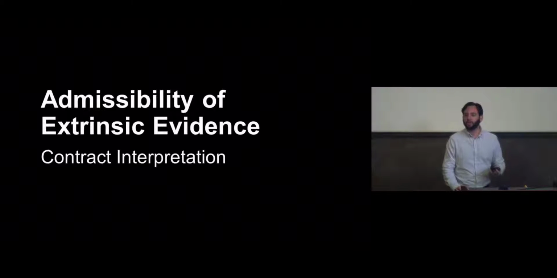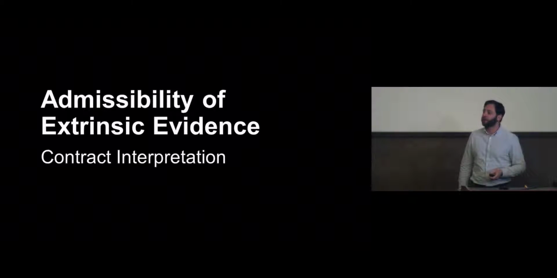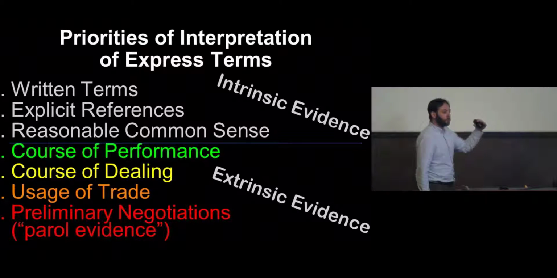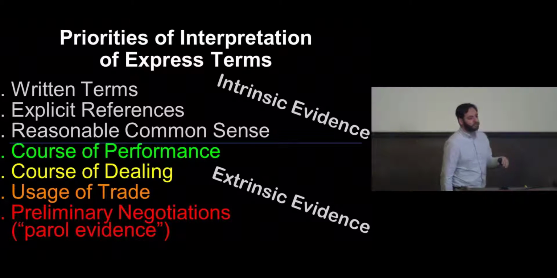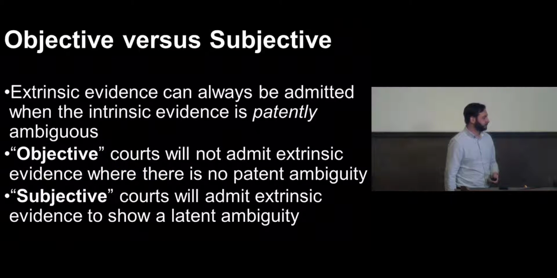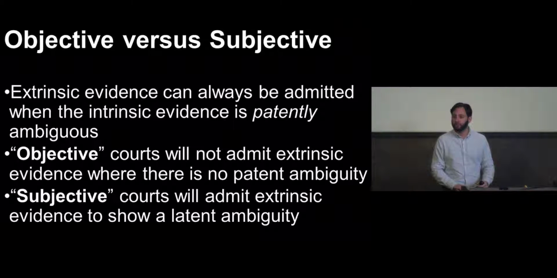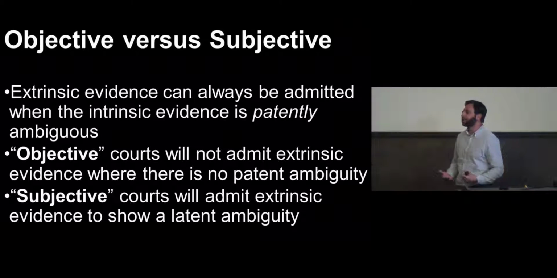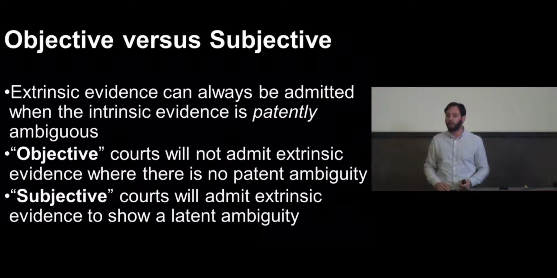Now that we've covered intrinsic evidence, let's talk about admitting extrinsic evidence and using that to understand contract terms. So now we're below the line here, and we're going to build from course of performance, course of dealing, and usage of trade to get to the parol evidence rule. Whether or not courts are going to admit extrinsic evidence depends first and foremost on whether the intrinsic evidence is clear. If the intrinsic evidence is not clear, if the intrinsic evidence is patently ambiguous, if you cannot understand the contract based on its written terms, courts will always admit extrinsic evidence to determine the meaning the parties intended.